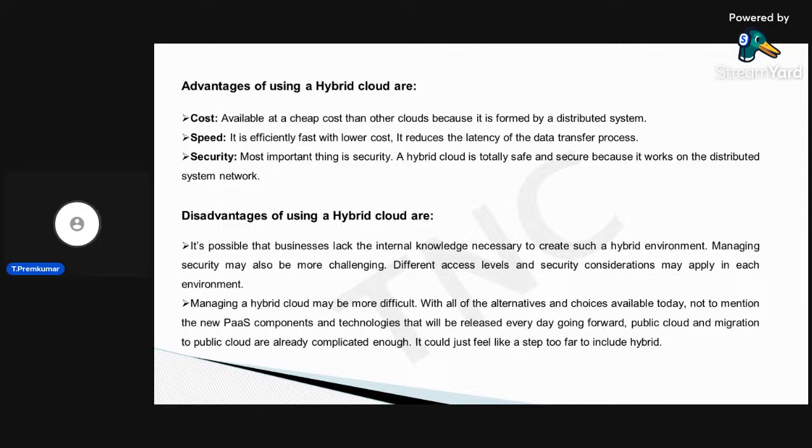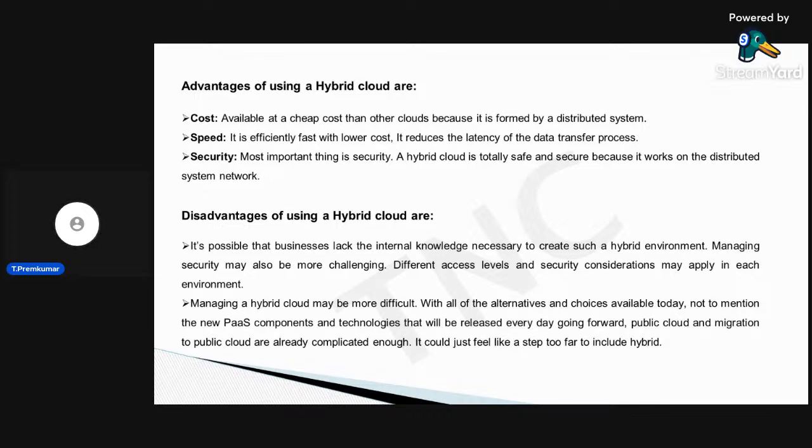When you come to the security, the most important thing is security. The hybrid cloud is totally safe and secure because it works on the distributed system network. Disadvantages of using hybrid clouds are it is possible that businesses lack the internal knowledge necessary to create such a hybrid environment. Managing security may also be more challenging.